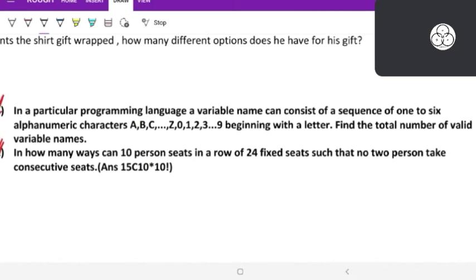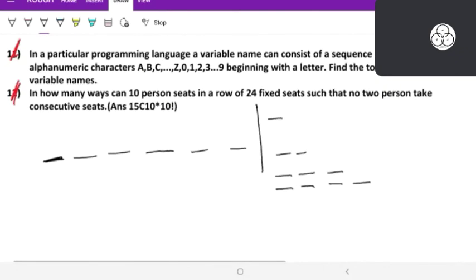This is a damn easy question compared to the previous question. The language variable name can consist of 1 to 6 alphanumeric characters. This is again the question of that geometric progression idea. 1, 2, 3, 4, 5, 6. This is the largest possible name. At most 6. The name can be made up of 2 characters, made up of 1 character, made up of 3 characters, made up of 4 characters, so on. It can be made up of 5 characters.